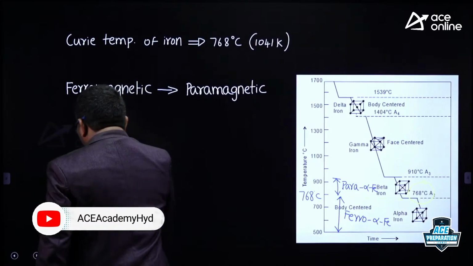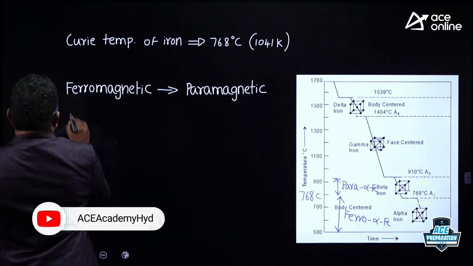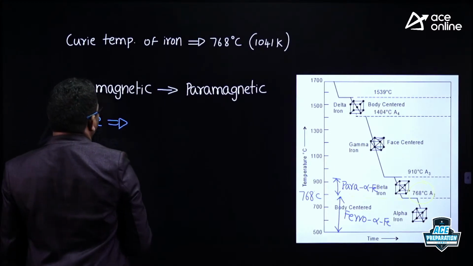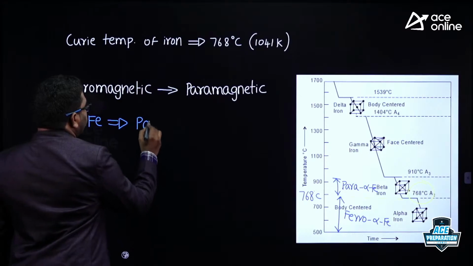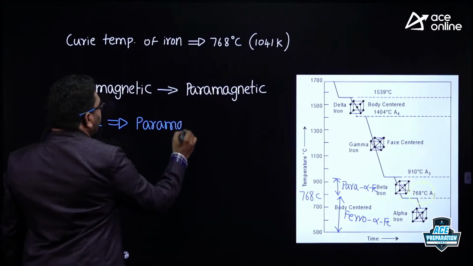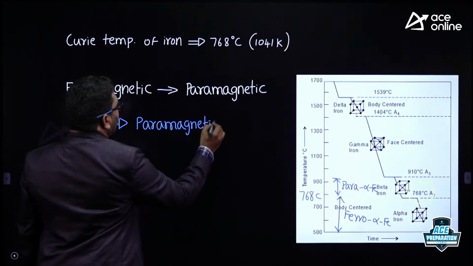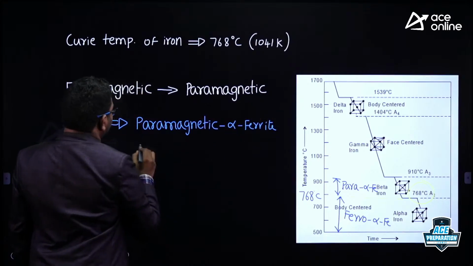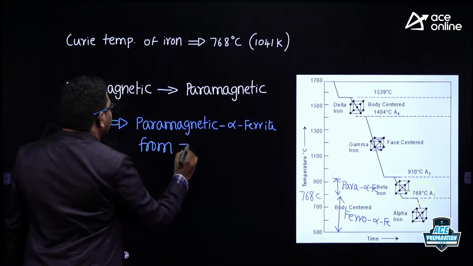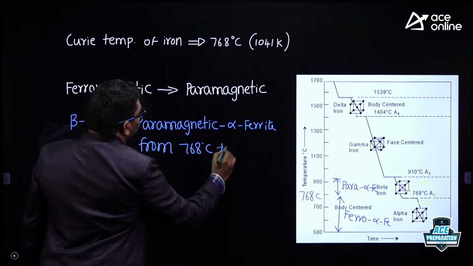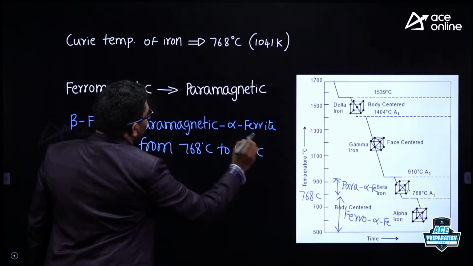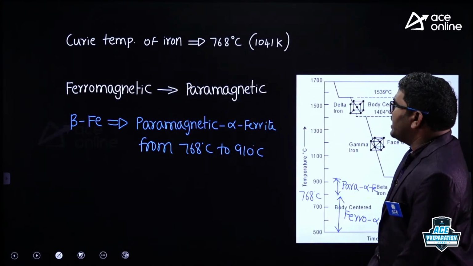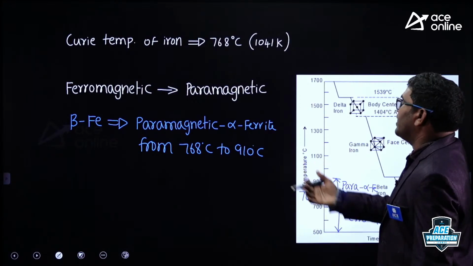Very, very important, remember. You may get this doubt in an interview, they will ask you, beta iron is nothing but alpha iron that is non-magnetic, paramagnetic alpha ferrite from 768 degrees Celsius to 910 degrees Celsius. That is nothing but beta iron.